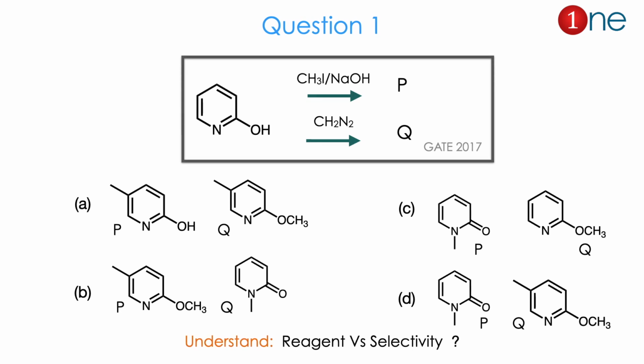Let us see question number 1. The starting material is pyridine which is attached with a second position alcohol. You are using two different reagents, and they ask you to find the product. The reagents are methyl iodide and base, and diazomethane. Here the products mostly differ in the methylation. There are three possibilities: N substitution, O substitution, or ring substitution. Really the question is about reagent versus selectivity here. The answer is C. Let us see how.